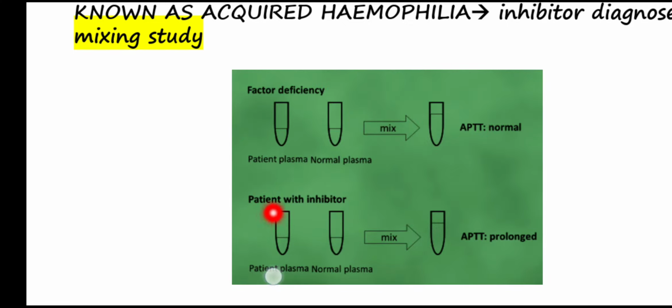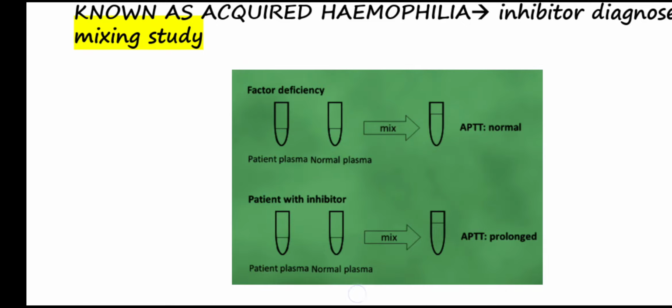In both the cases, the activated partial thromboplastin time will be prolonged. But how do we differentiate it? We mix the patient plasma with normal plasma in a ratio of 1:1. If the APTT of the resultant plasma is normal, that means this is because of factor deficiency, because the factors were present in the normal plasma, and now when we mix both the plasma, that factor deficiency is made up and APTT becomes normal.